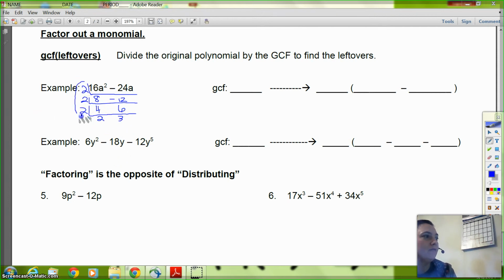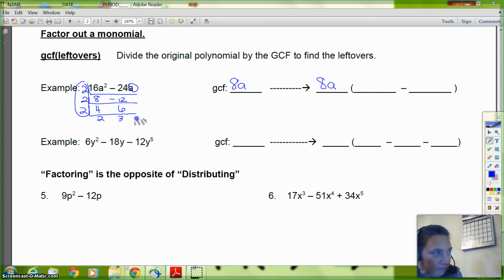So my factor, coefficient-wise, I'm going to multiply 2 times 2 times 2, and that's going to give me 8. Looking at my variables, my smallest exponent is the a, so I'm going to have 8a. So now we're going to factor that out. So I'm going to have 8a on the outside. When we're factoring out a monomial, we're doing the opposite of the distributive property. You can see that here. Factoring is the opposite of distributing, which means instead of multiplying it through, I've got to divide it out.